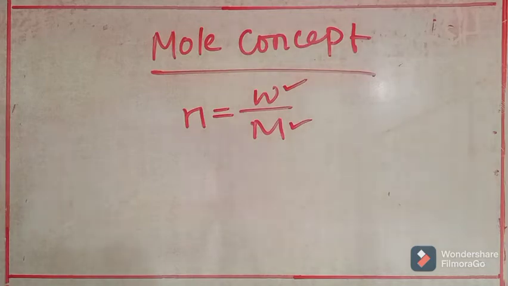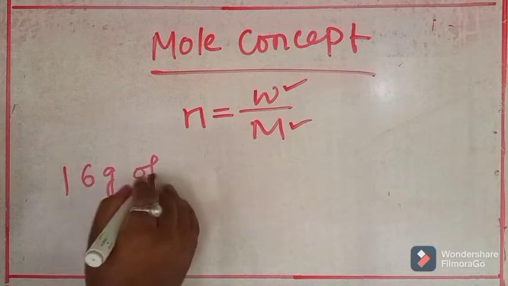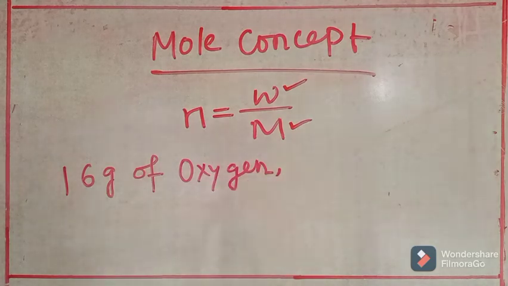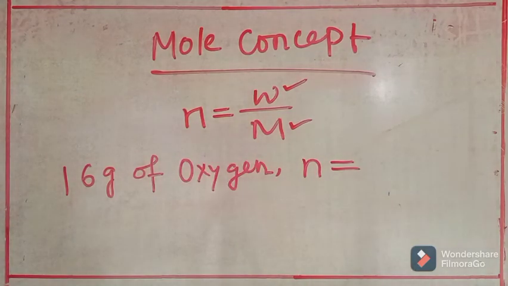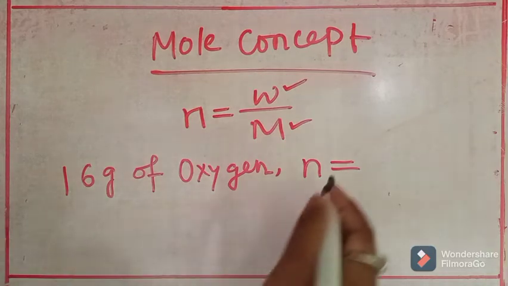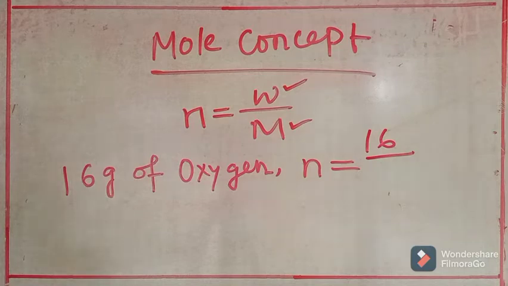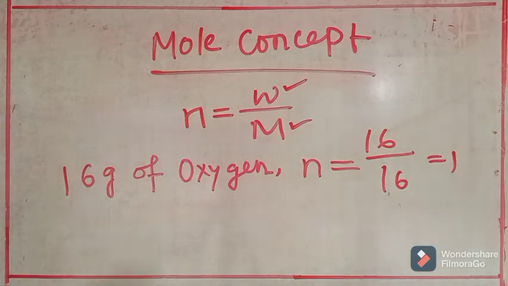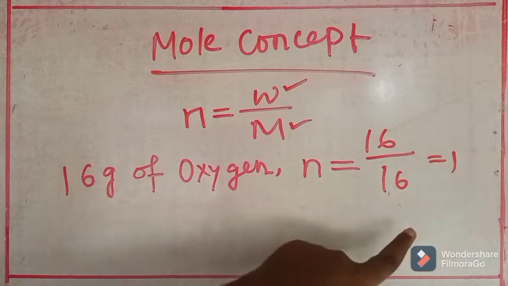Okay. Say you have 16 gram of oxygen. What does it mean? How many moles of oxygen are there? You see, mole n equals W by M. W is the amount of the substance taken, so in that case 16 gram of oxygen has been taken, so 16 by the molar mass. What is the molar mass of oxygen? That is also 16. So it will be equal to 1. That means any substance that is present by its molecular mass will be called 1 mole, right?